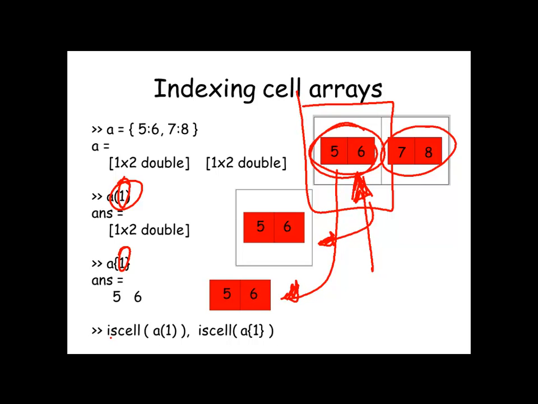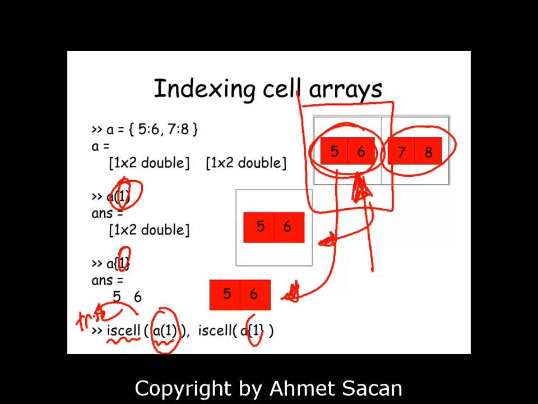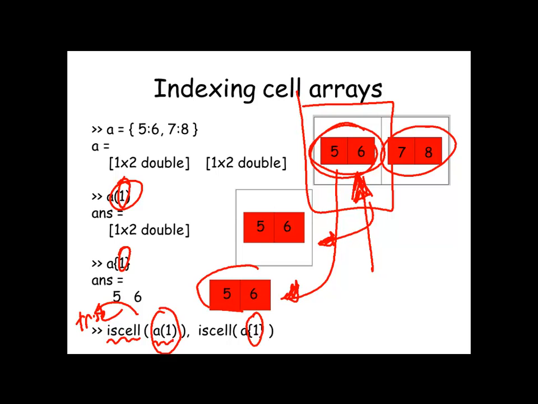There's a function in MATLAB called iscell that will return true if the argument that you provide to it is a cell. So in this example, A parenthesis 1 will result in true because it is a cell, whereas A curly brackets 1, which is the contents of the first cell, is a vector, it is not a cell, so the result of this iscell function call will be false.